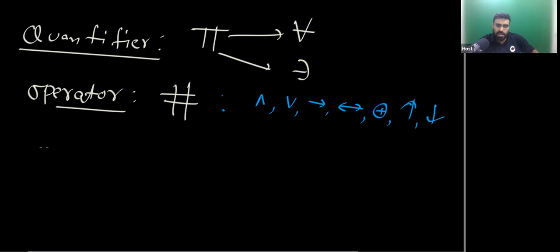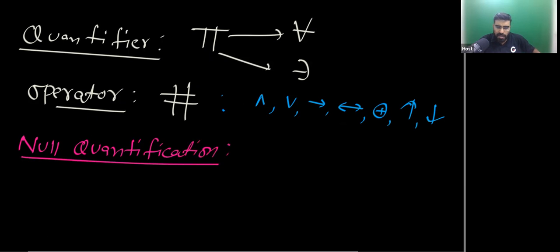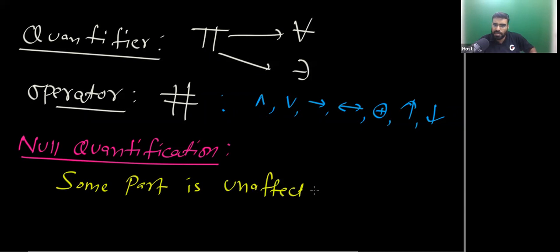Now, what is null quantification? What is the definition of null quantification? Null quantification means some part is unaffected by the quantifier. Right? Some part is unaffected by the quantifier.